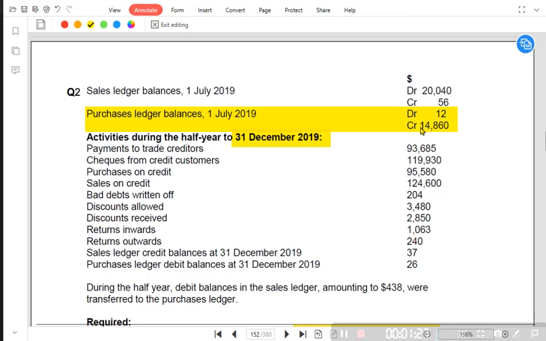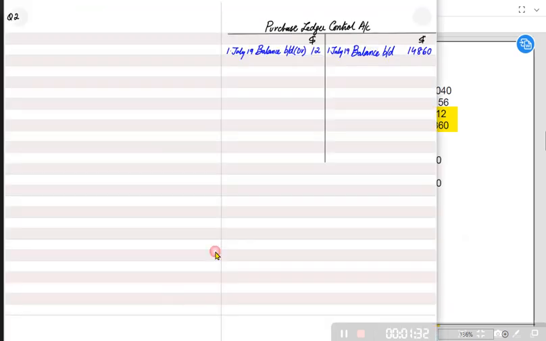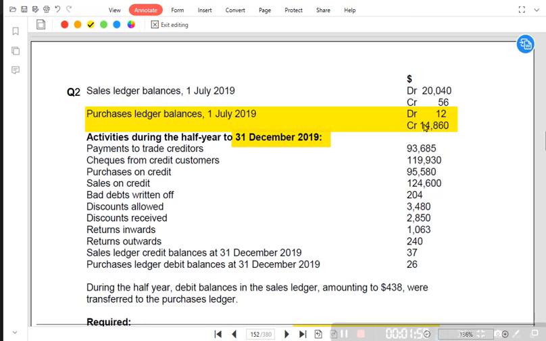Opening debit balance would go on the debit side, and credit balance would go on the credit side. But what about the closing balances? Beta, in the closing balances, the side always changes. If there is a closing debit balance, it must come on the credit side, and if it's a closing credit balance, then it must come on the debit side. So in the balance c/d, the side always changes, and the opening balance must come on the same side as it is written in the question.